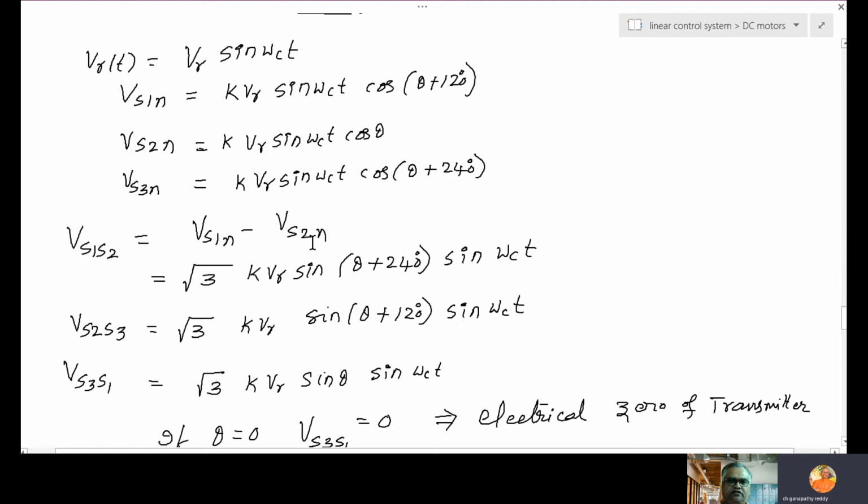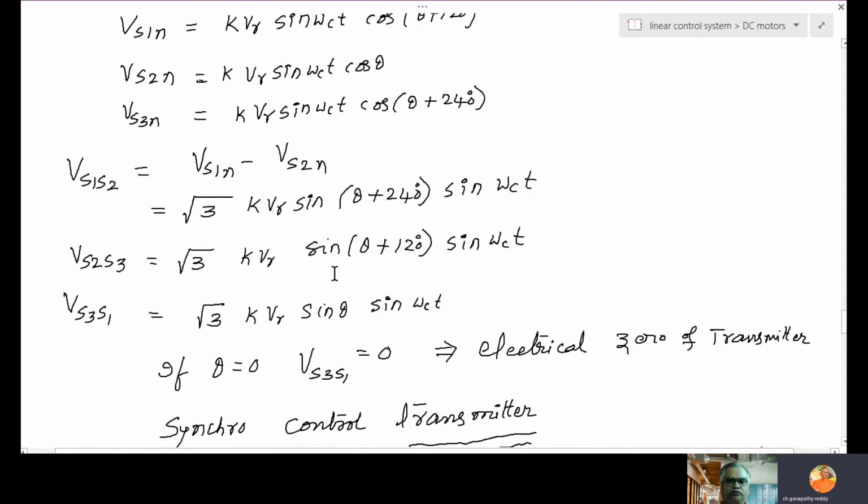When you take this difference and simplify, you will get this answer: √3 K V_R sin(θ + 240) sin(ωct). Here cos is there, and when you take this difference, you get sin(θ + 240) between S2 and S3, sin(θ + 120) between S3 and S1, and sin θ between S1 and S2. sin(ωct) is common, and √3 K V_R is also common. Here sin(θ + 120) and sin(θ + 240) are across S1 S3, S2 S3, S1 S2.